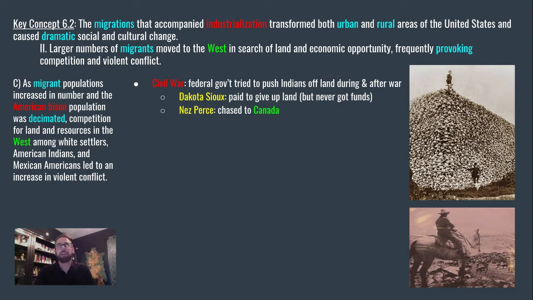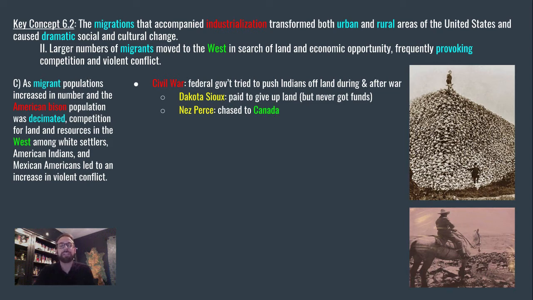So this is kind of ironic. They were chased to Canada because they were fleeing to Canada. They wanted to get out of the United States so they weren't pursued by the federal government anymore, and the government actually stopped them from going there. Okay? If they wanted to get rid of them, why didn't they just let them go? I don't have the answer. It was really a policy of control. They wanted to control them, so they forced them to stay here.